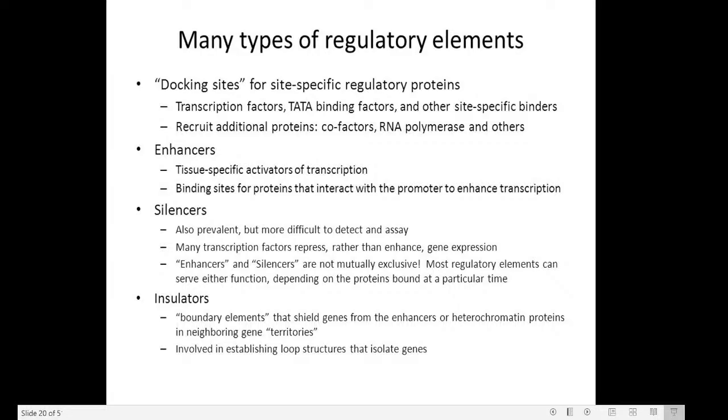Then the insulator. This insulator is the boundary element. It shields the gene after a particular region in the heterochromatin protein. It's heterochromatin. You can see it's a chromatin in the chromatin or DNA. You can see a particular region for particular gene production. After this, the insulator is bound.